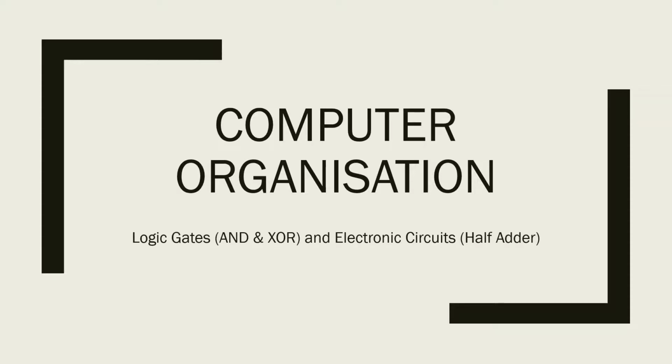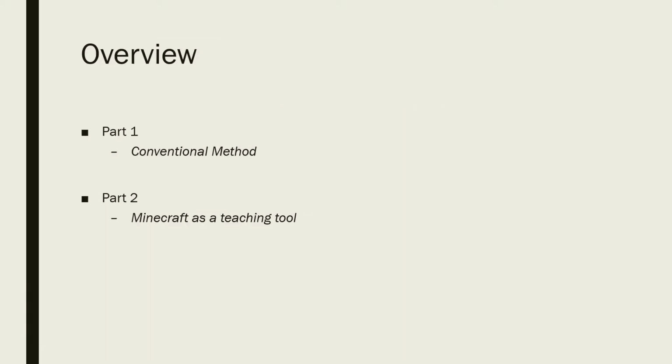So in this lesson, we're going to learn about two different kinds of logic gates, the AND gate as well as the XOR or the exclusive OR gate, and a simple electronic circuit known as the half adder. The lesson will be divided into two parts. The first part is the conventional method, which is the lecture style of method, which we will be doing now. And then the second part will be using Minecraft as a teaching tool to help further understand the topic.